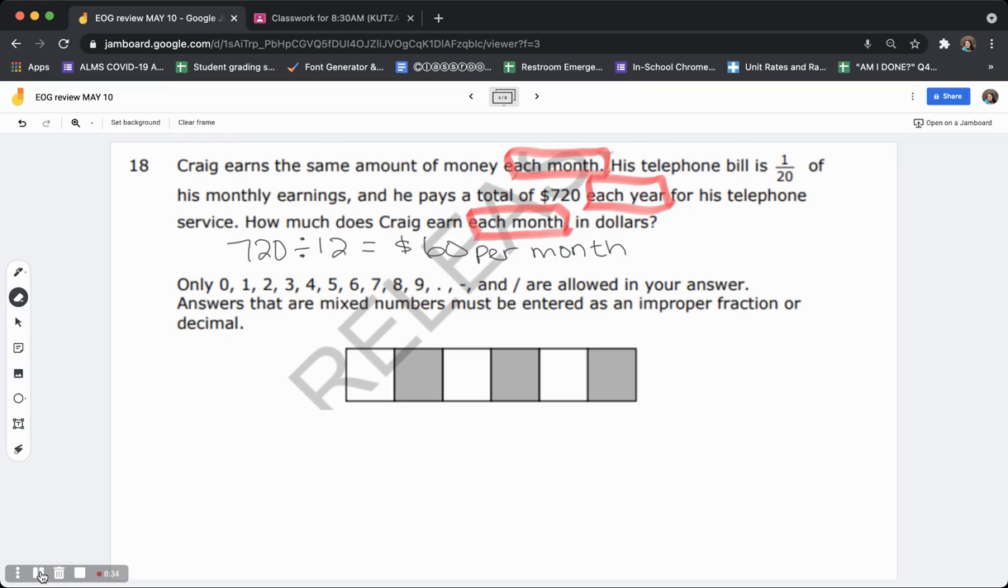Now, it tells us that his cell phone bill is 1/20th of his monthly earnings. So the $60 that he is paying is 1/20th of his monthly earnings. We want to know for 1 full month. So now I need to think about how I would get from 1/20th to 1 whole. I would have to take 1/20th and multiply that by 20, because I need 20 sets of 1/20th to get to 20 over 20. So now I'm going to take 60 and multiply that by 20, and that is going to give me $1,200 for my answer.